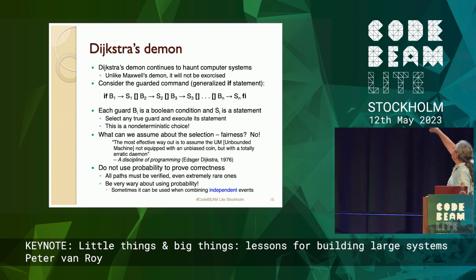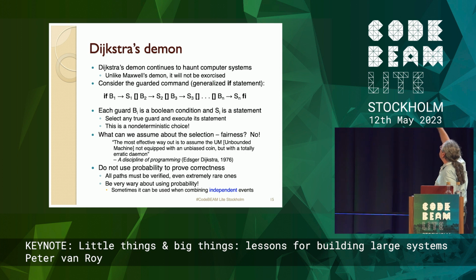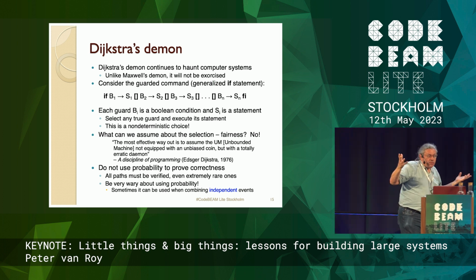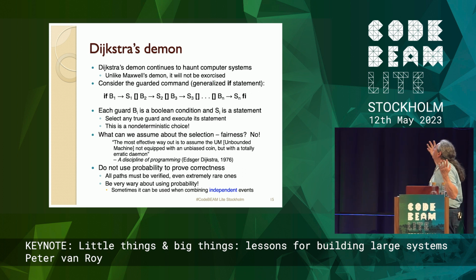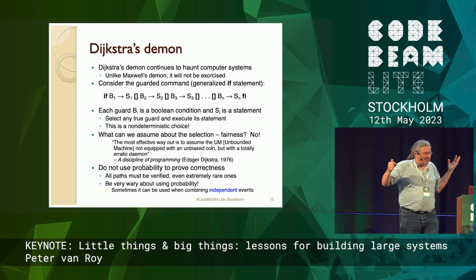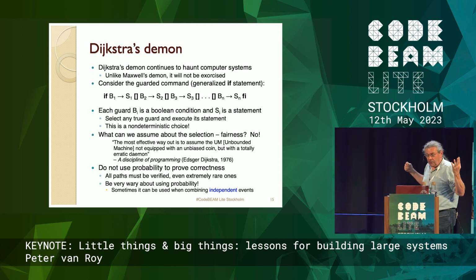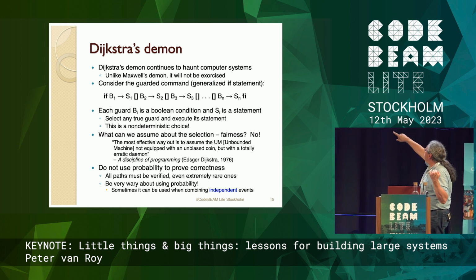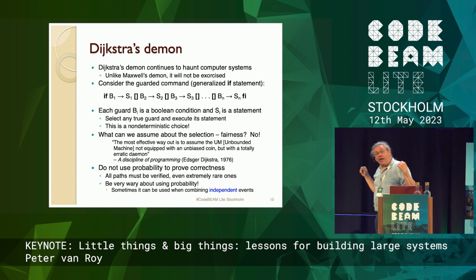So consider a guarded command. It's like an if statement. You have Boolean guards and statements: B1, if B1 is true, you can pick S1, up to Bn. So the idea is to select any true guard, a non-deterministic choice, okay? The execution selects any true guard. What can we assume about that selection? Actually, we cannot assume anything. We cannot assume fairness. And what Dijkstra says is that the most effective way out is to assume the machine, the unbounded machine, is not equipped with an unbiased coin, so no fairness, but with a totally erratic demon.